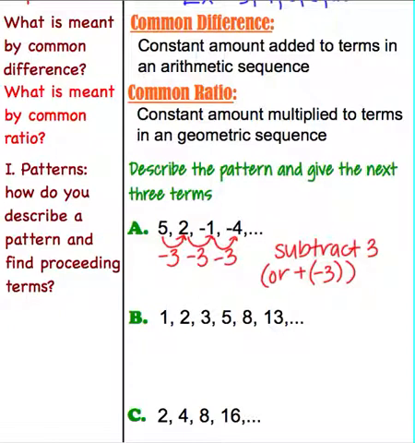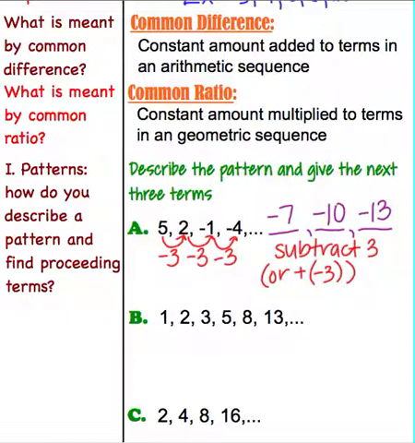And then we need to come up with our next 3 terms. If we take -4 and we subtract 3, that would give us -7. -7 minus 3, or plus -3, is -10. And -10 plus -3 is -13. All right, our next one is 1, 2, 3, 5, 8, 13, etc.